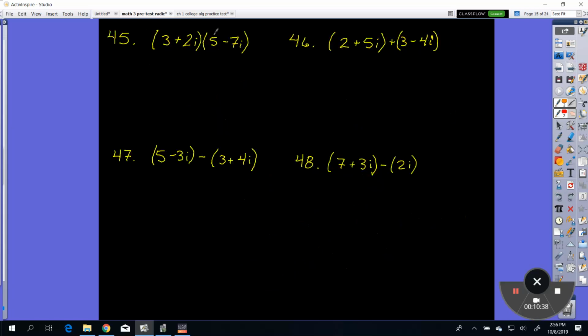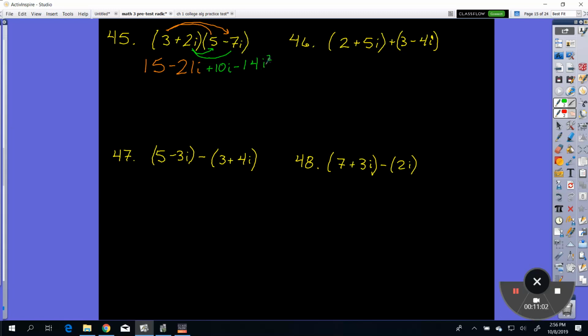So it's the same thing. We're multiplying. 3 times 5 is 15. 3 times negative 7i is negative 21i. And now we're going to multiply the 2i to everything. So 2i times 5 is 10i. 2i times negative 7, positive times a negative is a negative 14i. i times i makes i squared.